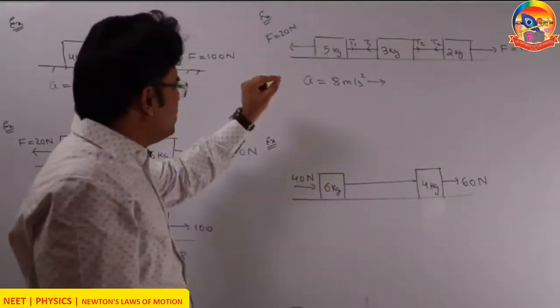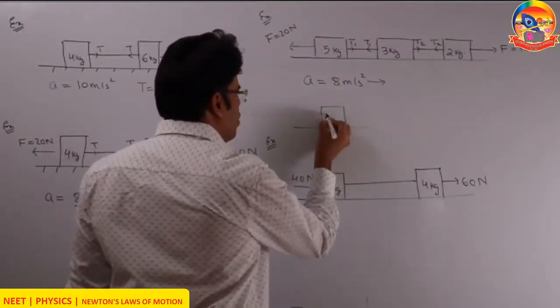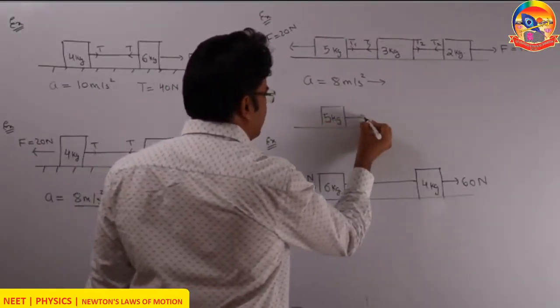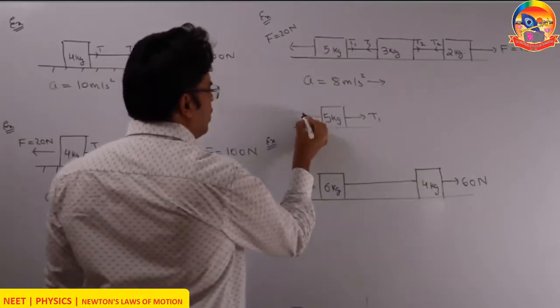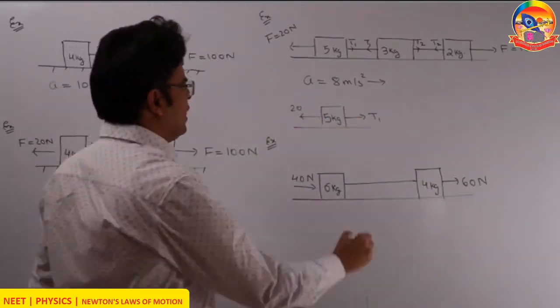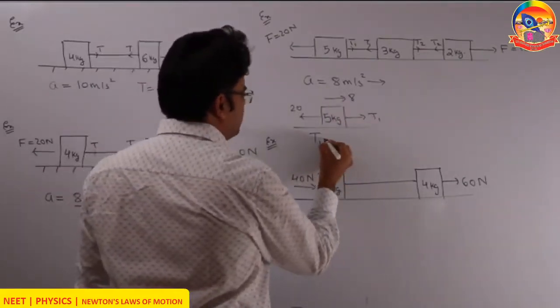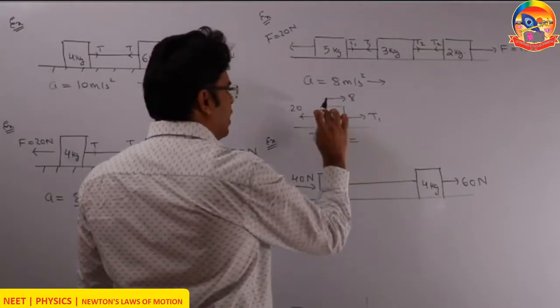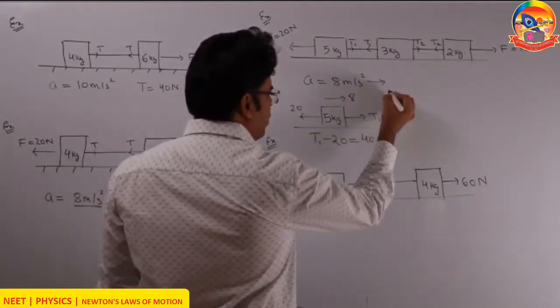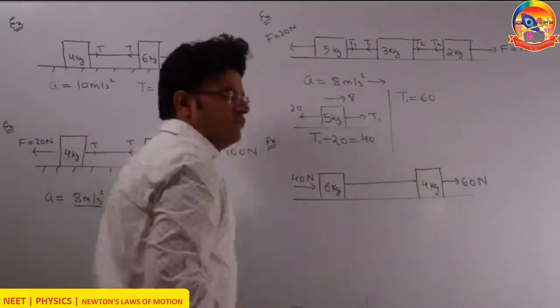To find the tension in the first string, make the free body diagram of 5 kg. On this 5 kg, there are two forces acting, T1 towards right and 20 towards left. Under the influence of these two forces, T1 and 20, it has an acceleration of 8 towards right. So you write the net force in direction of acceleration: T1 minus 20 equals mass into acceleration, 40. So from here you get that T1 equals 60.